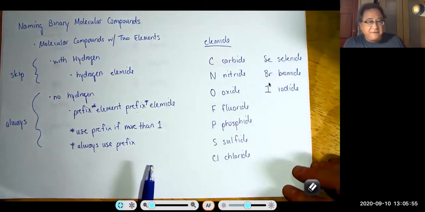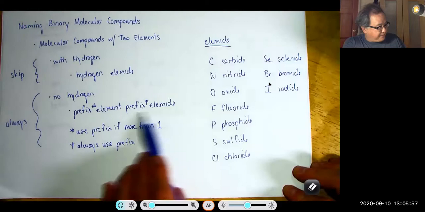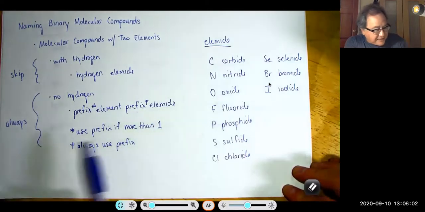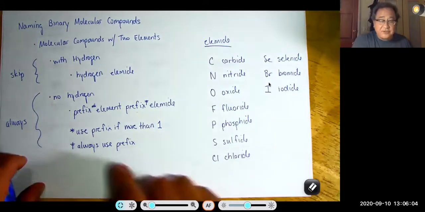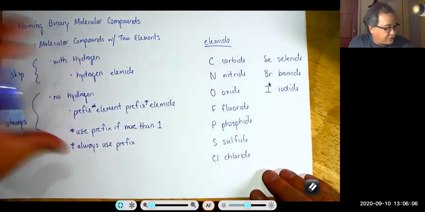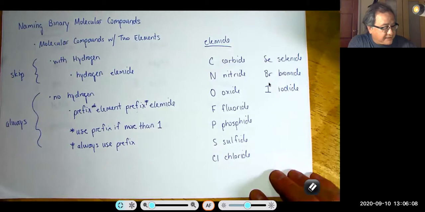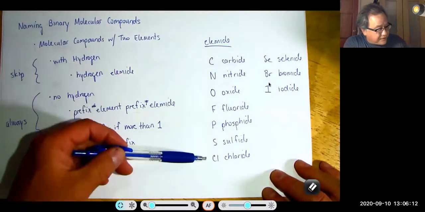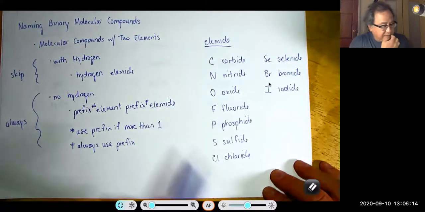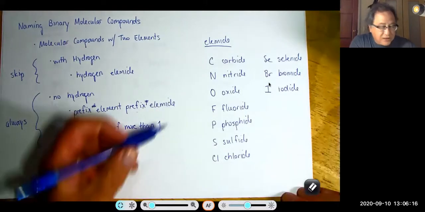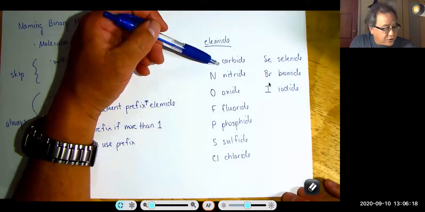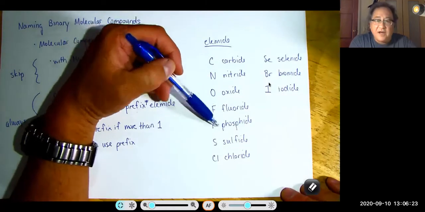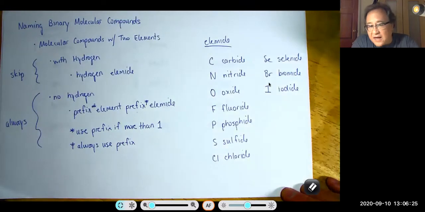Here we use prefixes. We also use elemide. And here are the elemide type names. We'll get into examples here in a little bit, so don't worry too much about the instructions here. But since these are all nonmetals, I've given you all the nonmetals and the elemide part. Okay, so carbon becomes carbide, nitrogen, nitride, oxygen, oxide, fluorine, fluoride, phosphorus, phosphide, sulfur, sulfide, chlorine, chloride, and so forth.